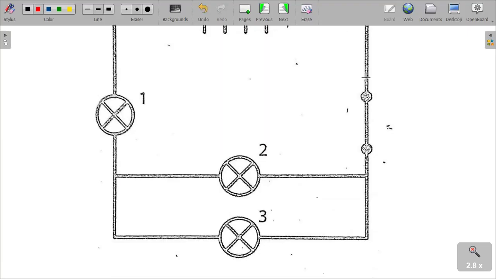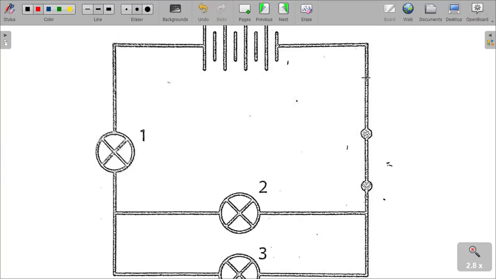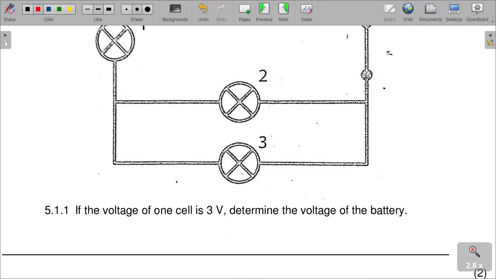And then our first question is saying 5.1.1, if the voltage of one cell is 3 volts, determine the voltage of the battery. This is equals to what? This is equals to 3 times what? 3 times 4.